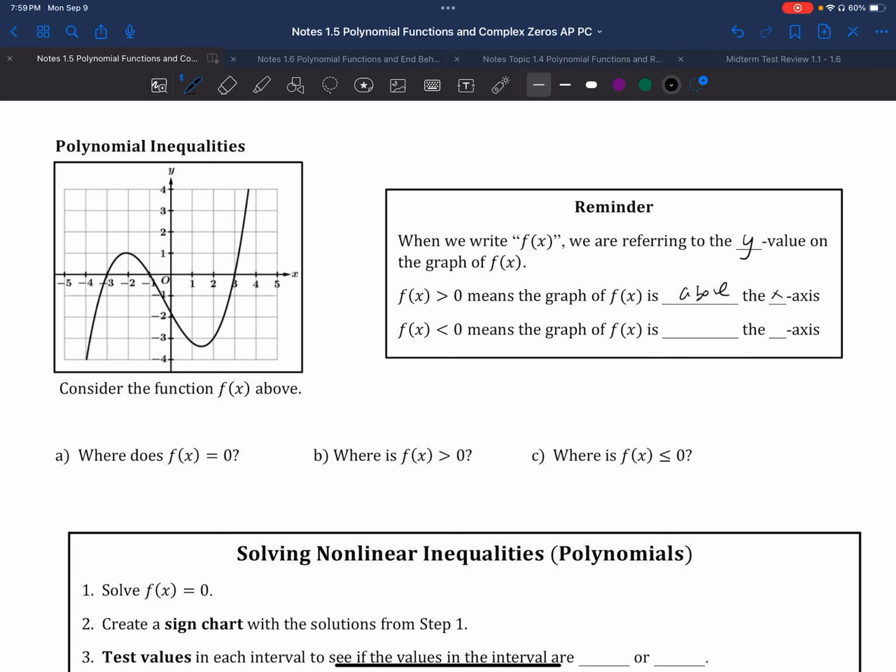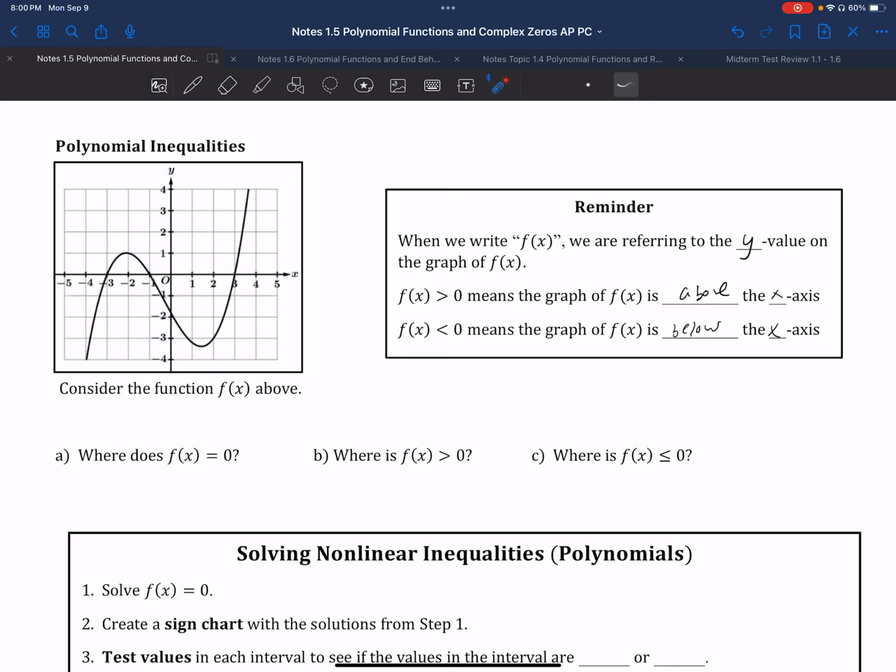If we say f of x is less than 0, meaning the graph is below the x-axis. So the x-axis will separate what's greater than 0 and what's less than 0. So if it's greater than 0, we're looking at the positives. If it's less than 0, then we're looking at the negatives. Keep in mind you might also have less than or equal to or greater than or equal to, and that will be similar, but now you're including the endpoints because of the equal symbols.